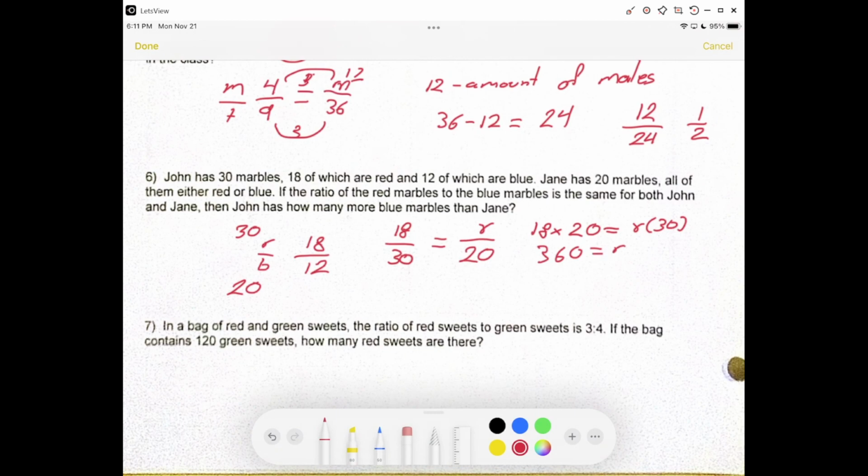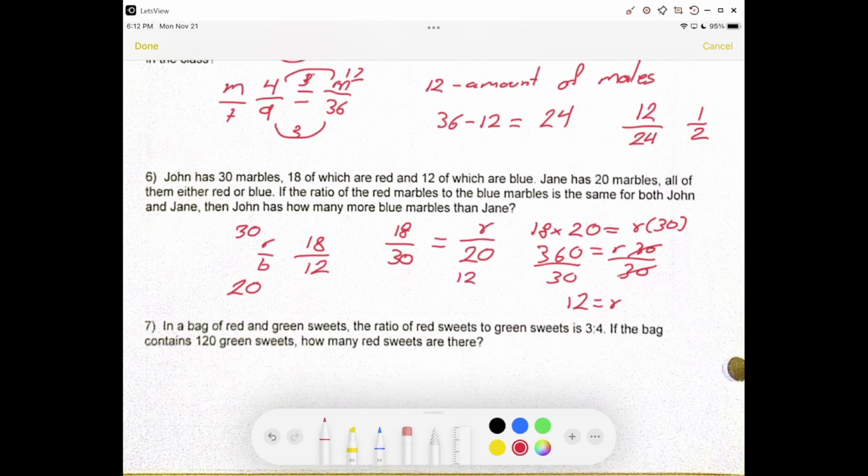And what we want to do is divide that by 30. So 30 cancels 30, and that would mean that there are 12 red marbles. Jane has 12 red marbles. But that's not what it's asking. It's asking for the amount of blue marbles, right? So all we have to do is subtract 12 from the total.